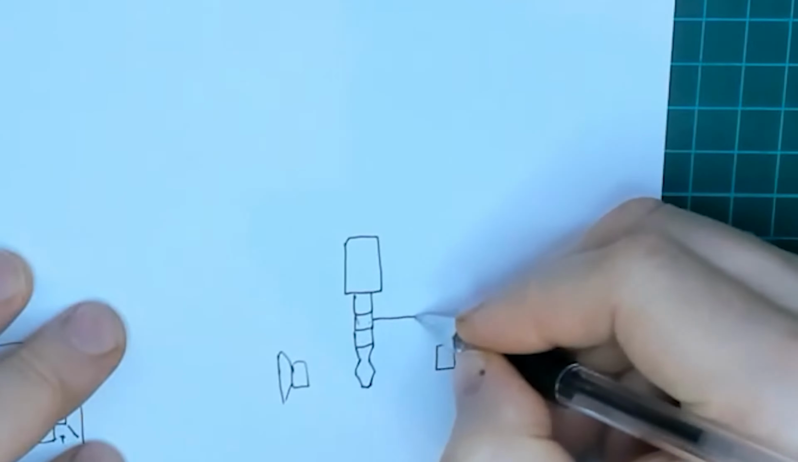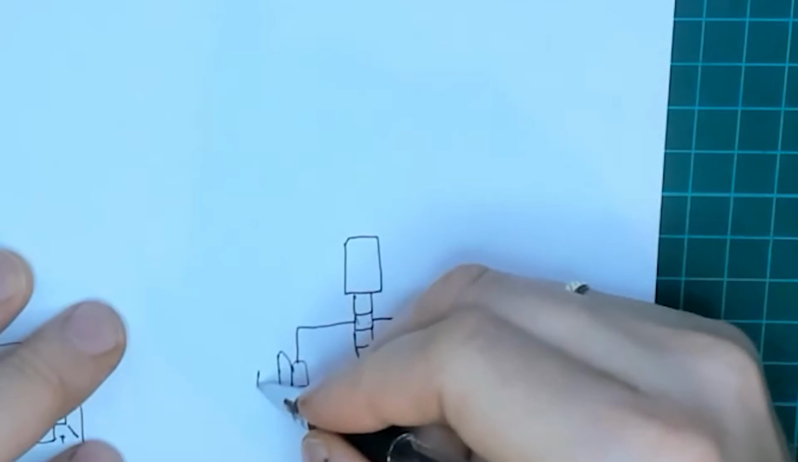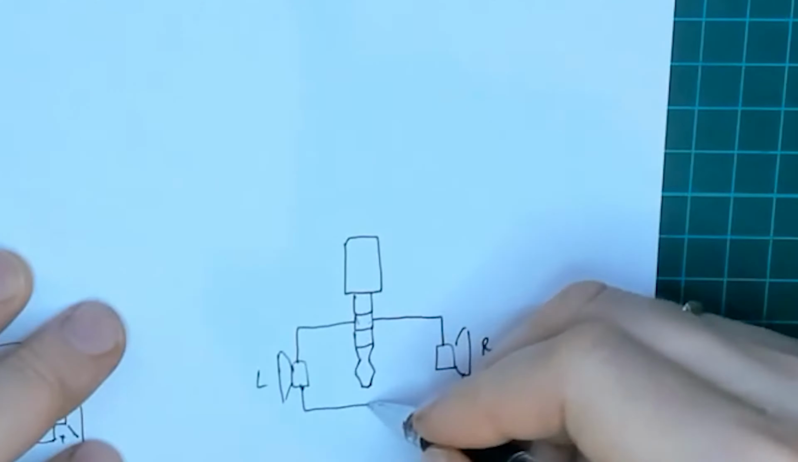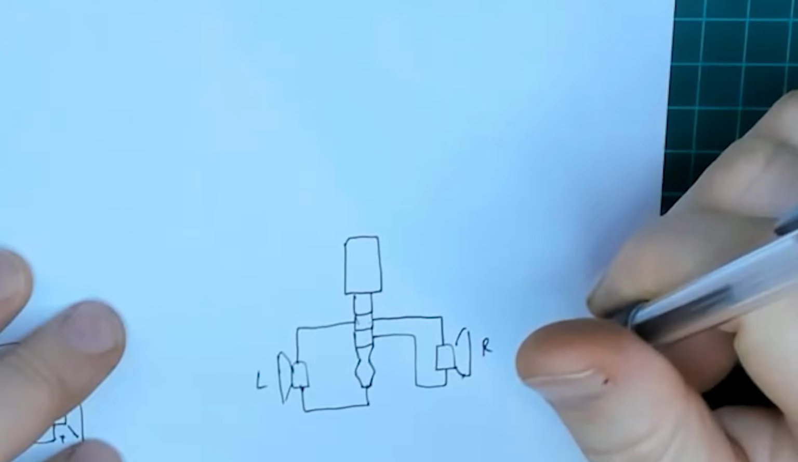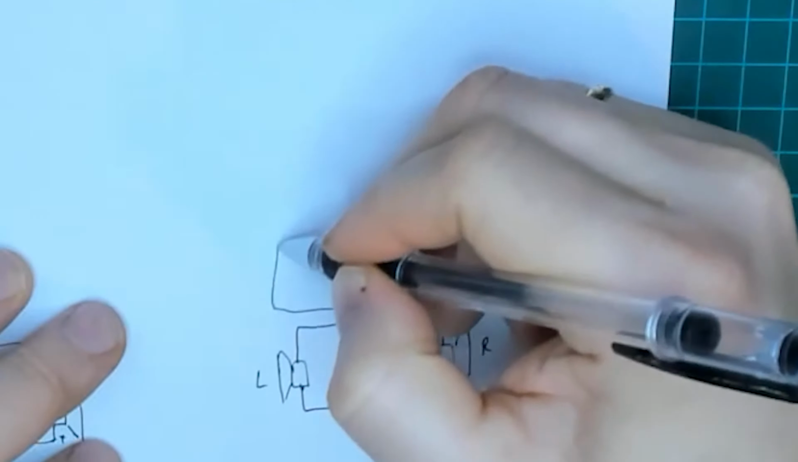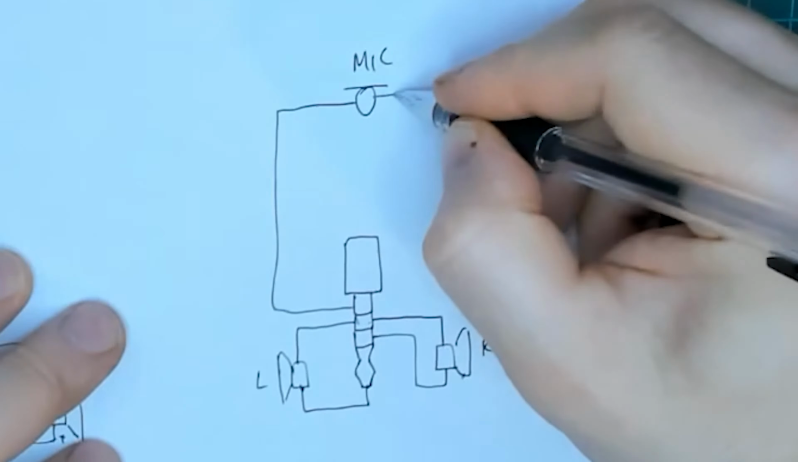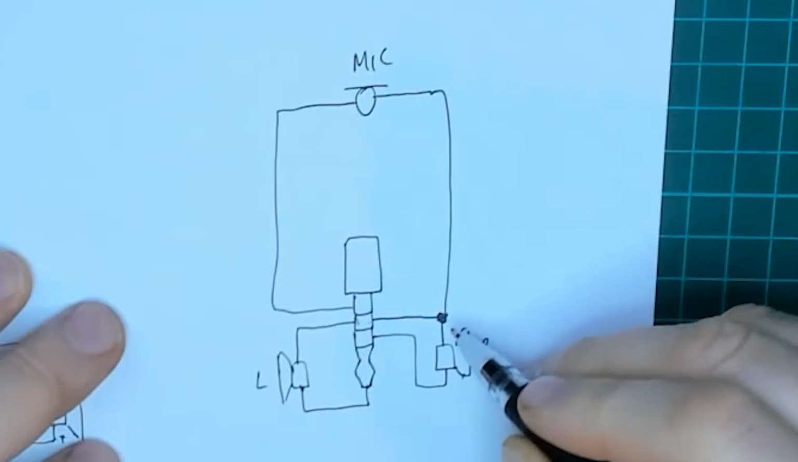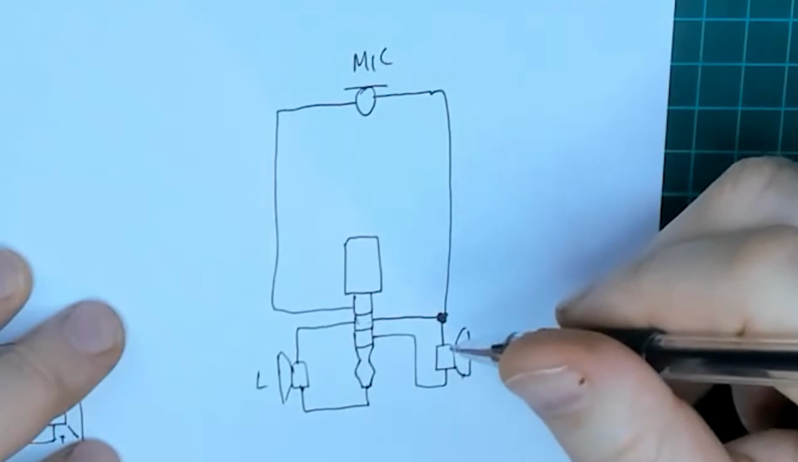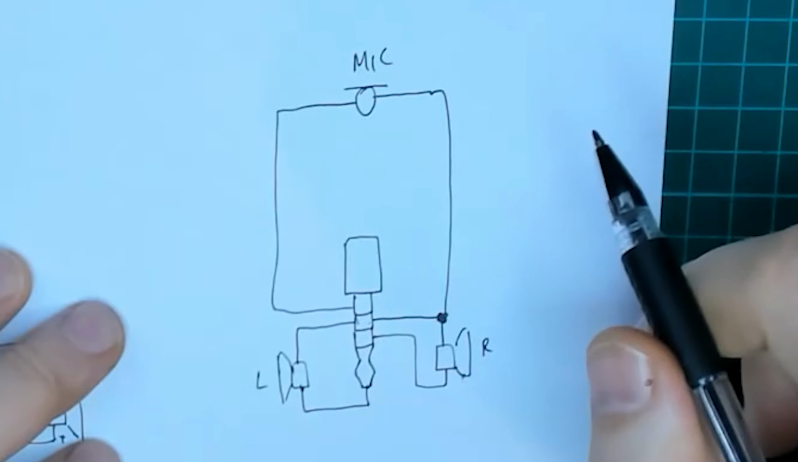Ground is over here, so it will be connected like that. Left and right speakers are connected as follows, and the microphone is connected. This is the microphone. This means connection between these wires. And okay, there are two more things.